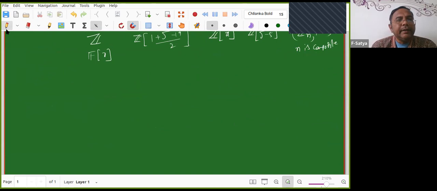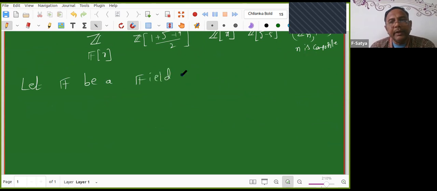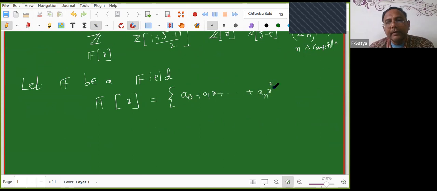Now, the main thing is that we are in the fields now. We want to define fields only. So let F be a field. Then we have the concept of, we can define this, right? You know, F[x]. What is F[x]? F[x] is the set of all polynomials, right? So how is it defined? It is of the form a0 plus a1x plus and so on plus an x to the power n, right?